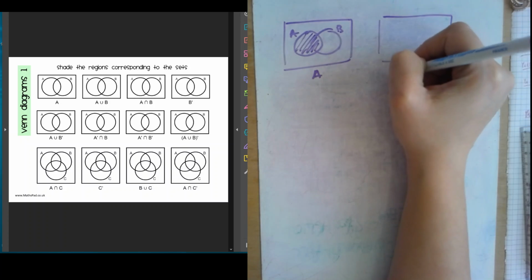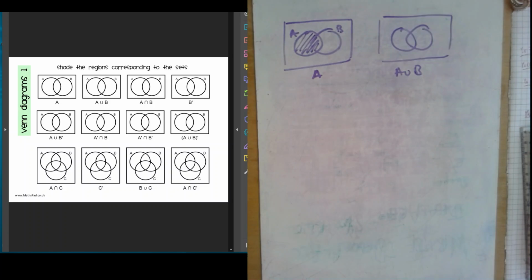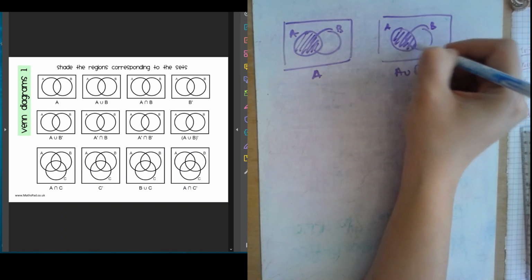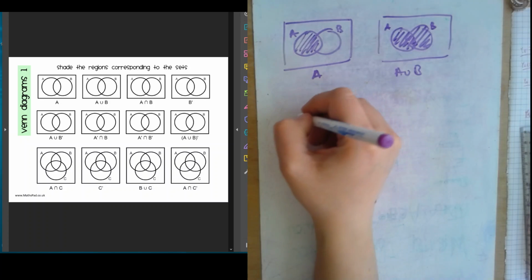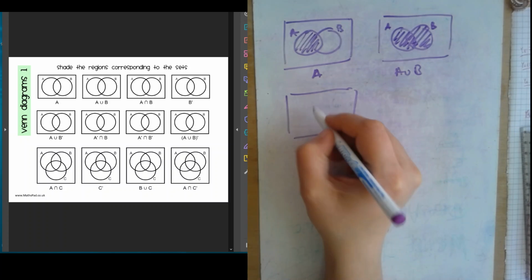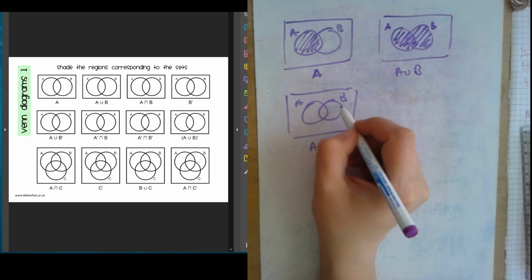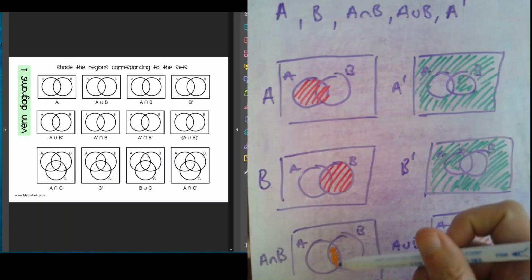Okay, then we have A or B. That's also already there. So this is my A. So I'm saying it could be A, but it could also be B. So I'm going to highlight both of them. Then I've got A and B. So it has to be both. It can't just be A. It has to be B as well. So the only place where it's both of them, that one.